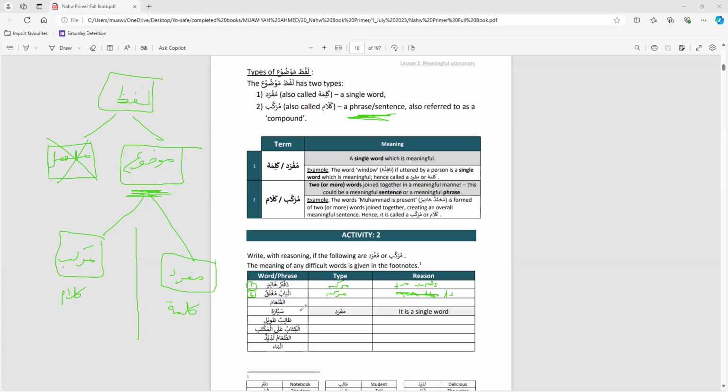At-ta'am. The food. Is that mufrad or murakkab? Mufrad. It's a single word. So that's basically mufrad. Now I request everyone to pause at this stage and do the rest of the exercises on your own. And then once you've completed them, listen to our answers and correct any mistakes you might have.